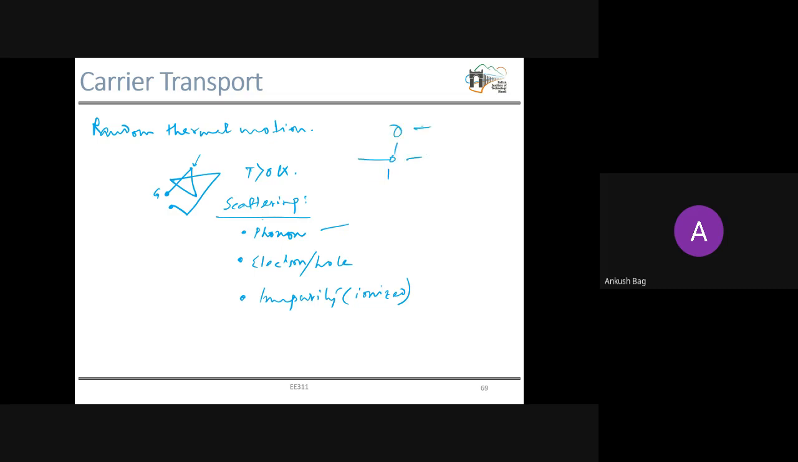In the lattice, these atoms are all bonded. Now these atoms will vibrate. The more the heat, the larger the vibration. That vibrating of atoms may lead to scattering of your electrons. That is called phonon scattering. This is also called lattice scattering, because lattice means atoms bonded with other atoms.